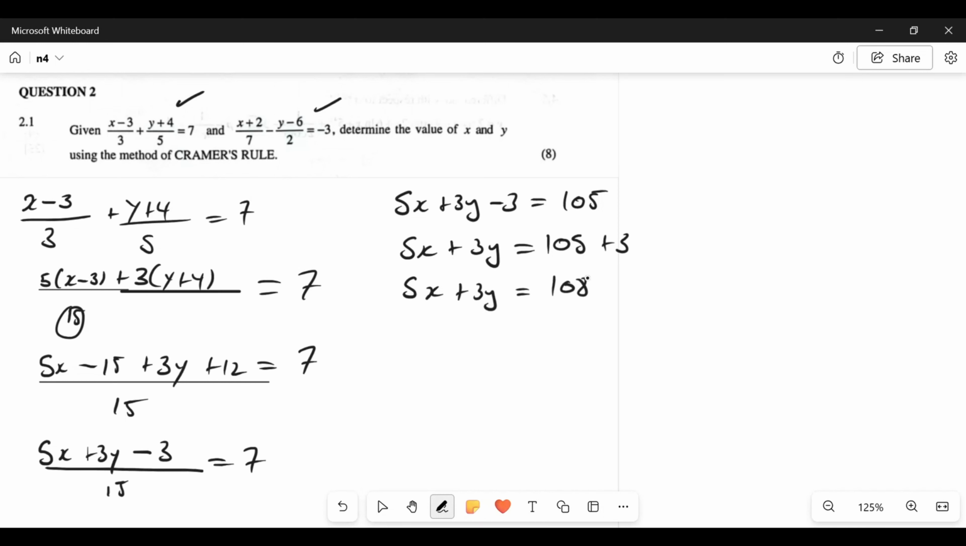All right, guys, so this is our equation 1. Now we need to simplify equation 2. So we're going to continue underneath. Let me create some space a bit here.